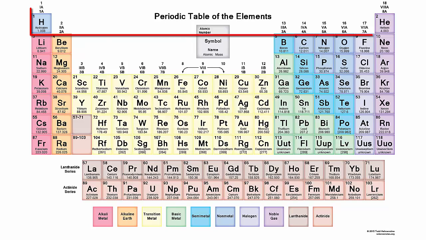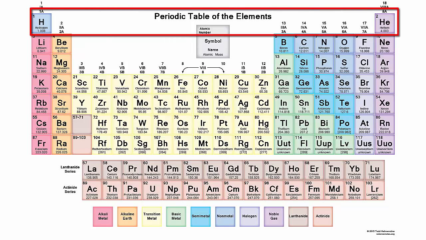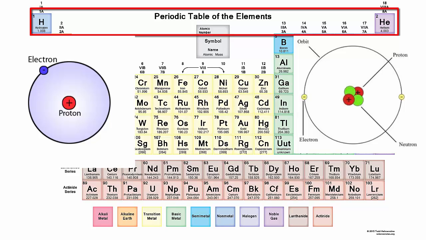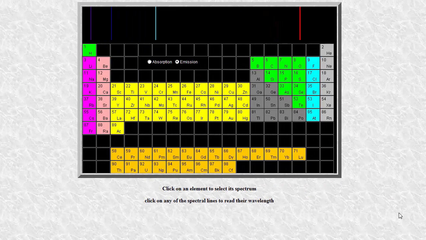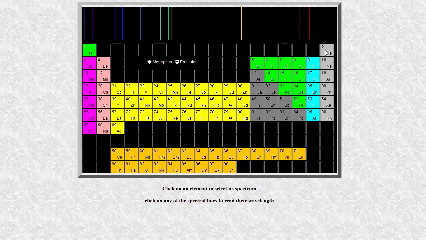So the Bohr model tells us that the electrons for hydrogen and helium would sit together in the first ring, and that, in fact, when excited, they should produce the same emission spectrum. Okay, so this is a simulator. This is the hydrogen emission spectrum. As you can see here, the four lines, but when I click on helium, we actually see a great deal more lines. So what is this telling us?